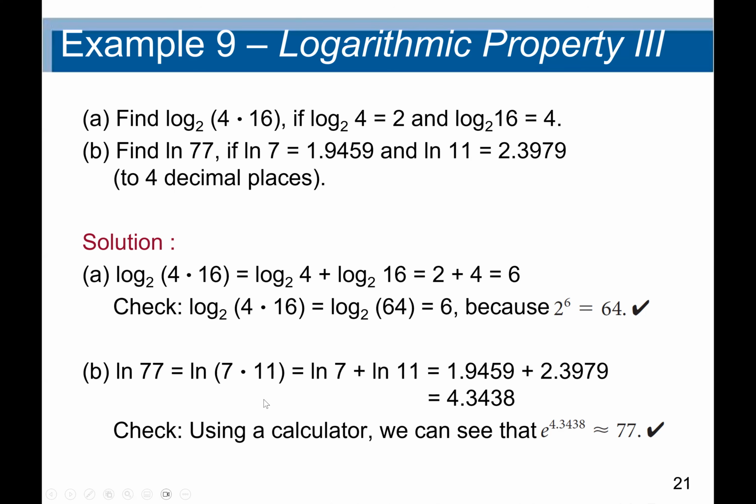So here we can say that natural log 77 is the same as writing natural log 7 times 11. Why did we choose 7 and 11? Because that's what is in the question. 7 is 1.9459, 11 is 2.3979. So when we solve this problem, instead of natural log 7, we put 1.9459 plus natural log 11, which was 2.3979. The addition of 1.9459 plus 2.3979 will give us 4.3438.